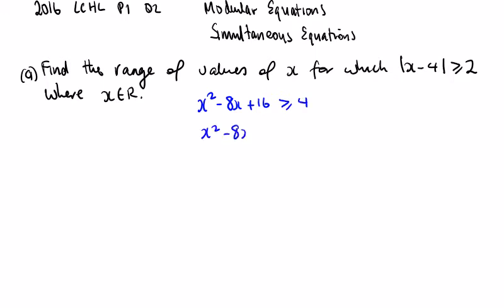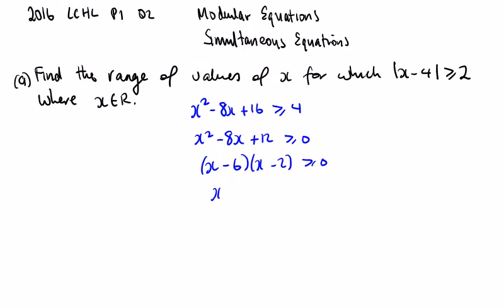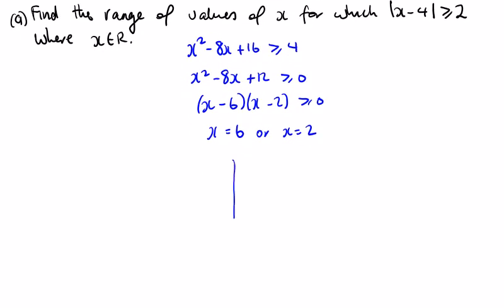So x squared minus 8x plus 12 is greater than or equal to 0. This factorizes quite simply to (x minus 6)(x minus 2) greater than or equal to 0. If it was a pure quadratic, we'd say x is equal to 6 or x is equal to 2. Because it's a modular equation, we'll do a little sketch to have a look at these solutions. At what point does this touch the x-axis? When x is 4, this is going to be equal to 0.